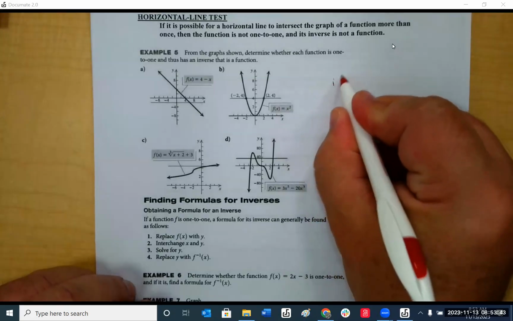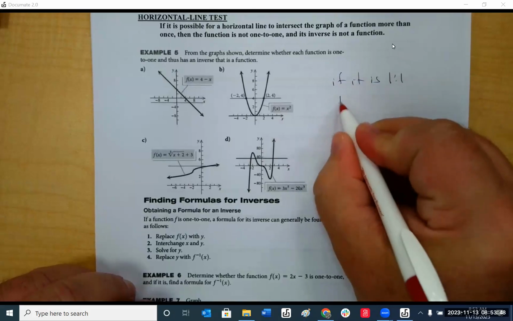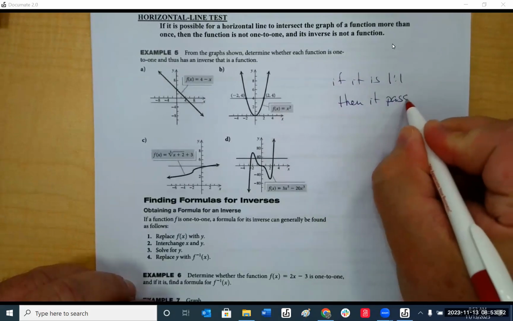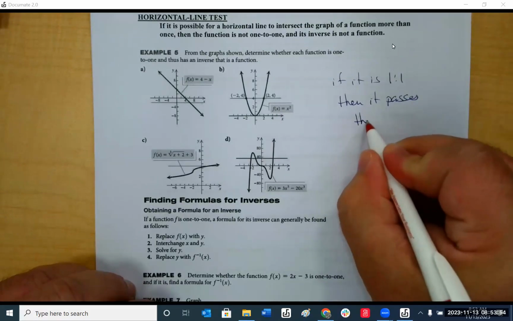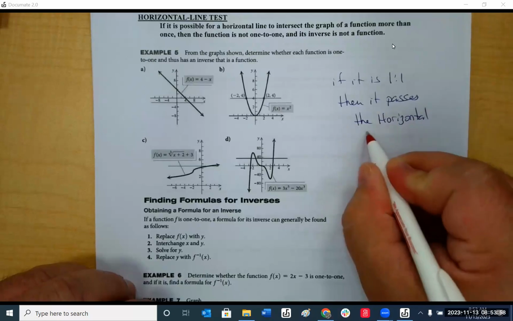Remember, if it is 1-to-1, then it passes the horizontal line test.